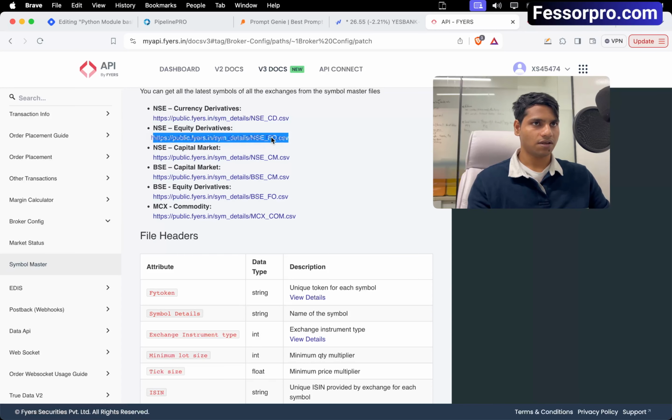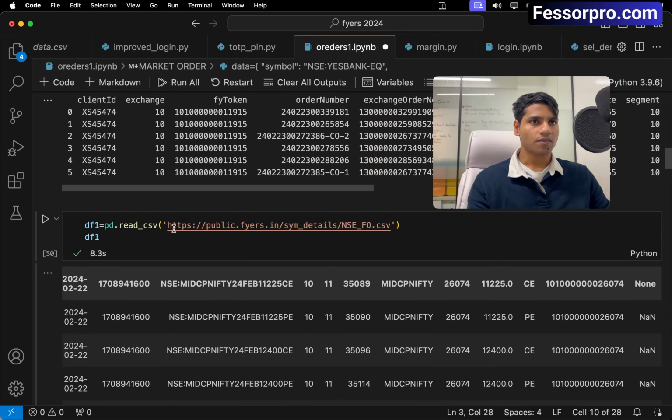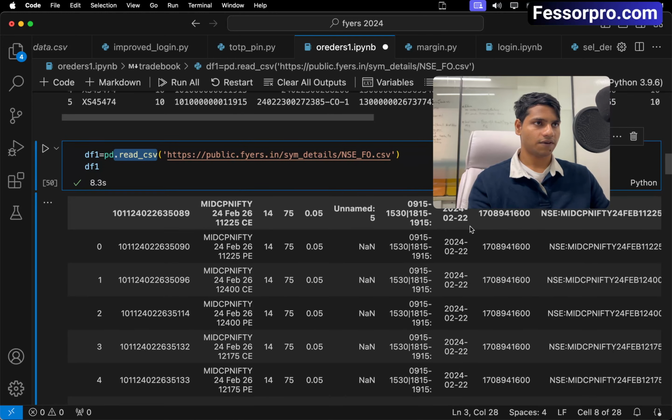So I'll just copy this link, and I'll call the function pd.read_csv. I've just pasted the link here and I'm calling the read CSV function. This read CSV function is not only capable of reading a local CSV file, it can also read any file which is available on some server. If I run the code, this is how the data frame looks.